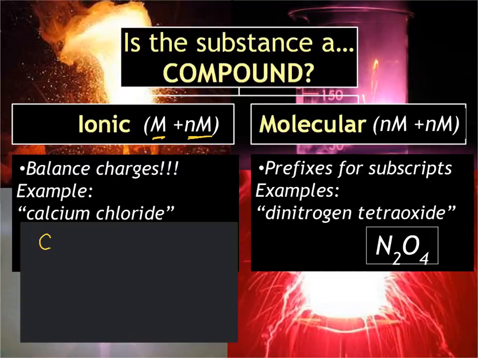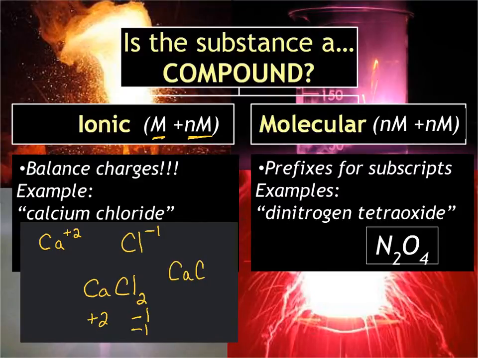When you look on your periodic table, you'll see that calcium will want to lose 2 electrons, so it'll have a positive 2 charge. Chlorine wants to gain 1 electron, so it'll have a negative 1 charge. So the formula for this compound is going to be CaCl2 in order to balance our charges. In this way, we'll have plus 2 from the calcium, and we'll have 2 of the negative 1s from the 2 chlorines, and our charges will be balanced. So again, the formula for calcium chloride will be CaCl2.